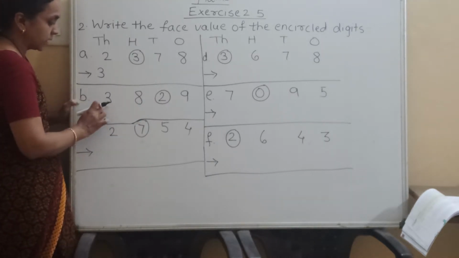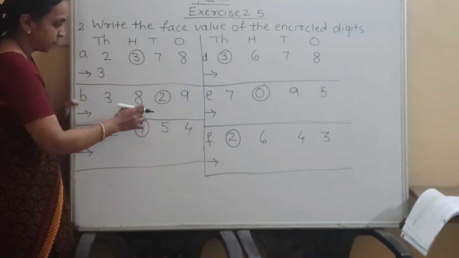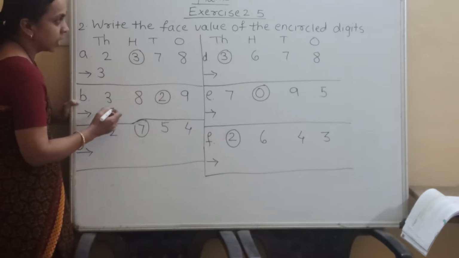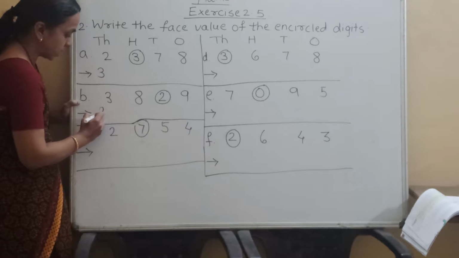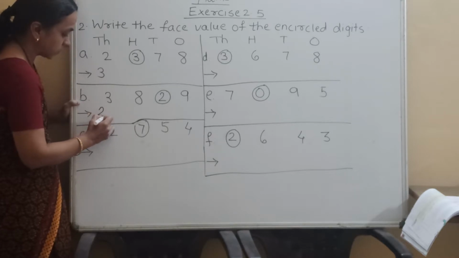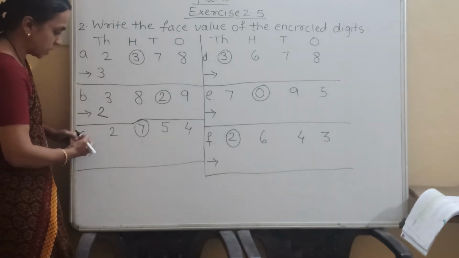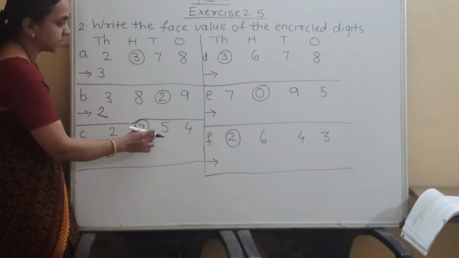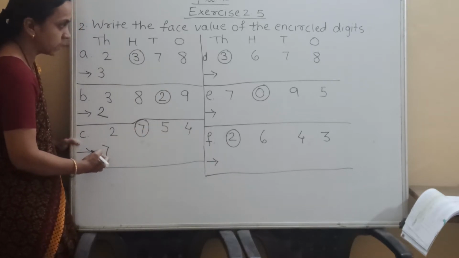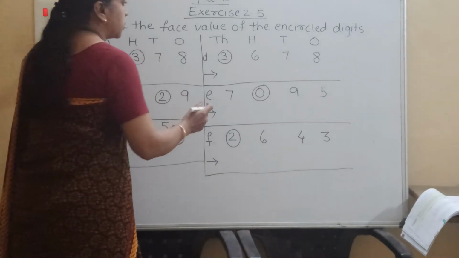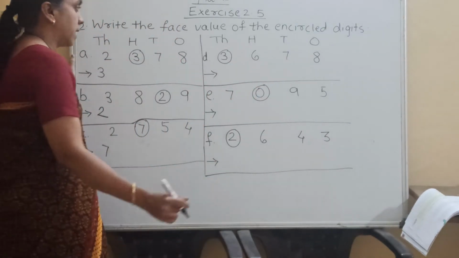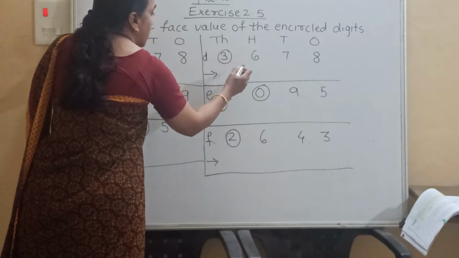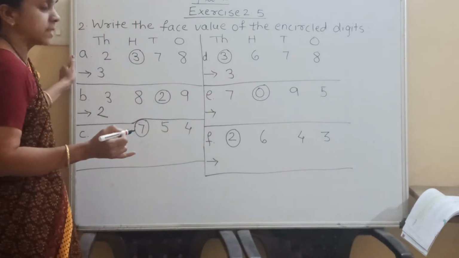Now see question B. 3829. The circle is on 2. So what is the face value of this 2? That circled digit, you write that digit only. Face value of 2 is 2. Now see question C. 2754. Face value of this 7 is 7. So what is our answer? 7. Now see question D. 3678. Where is the circle? The circle is on 3. So the face value of 3 is 3. So write the answer 3.